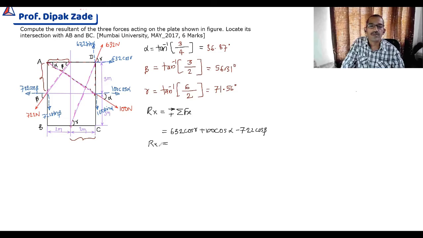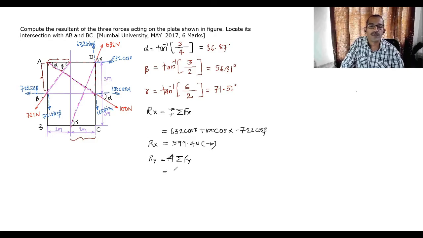If we find out this value, this one comes out to be 599.4 Newton. Answer positive means this component is rightward. Next, we'll find out the component of the resultant along the y-axis using the equation summation of Fy is Ry.